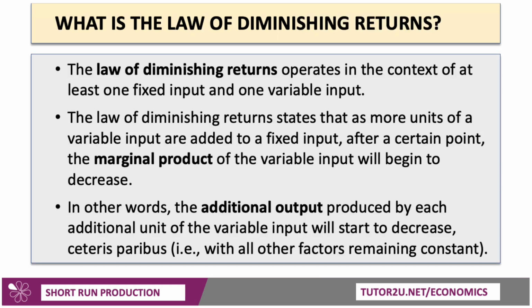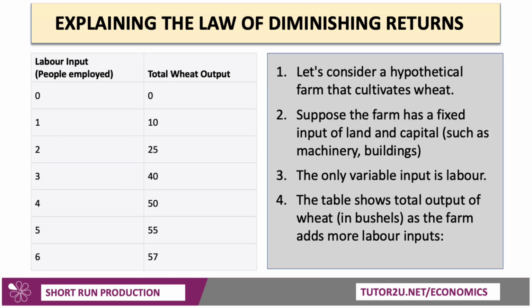Now, in the short run, we come across the idea of the law of diminishing returns. This states that as more units of a variable input are added to a fixed input, beyond a certain point, the marginal product of the variable input will begin to diminish or decrease. What that means, in other words, is that the extra output produced by each additional unit of labour, for example, will start to decrease, ceteris paribus, with all other factors remaining constant.